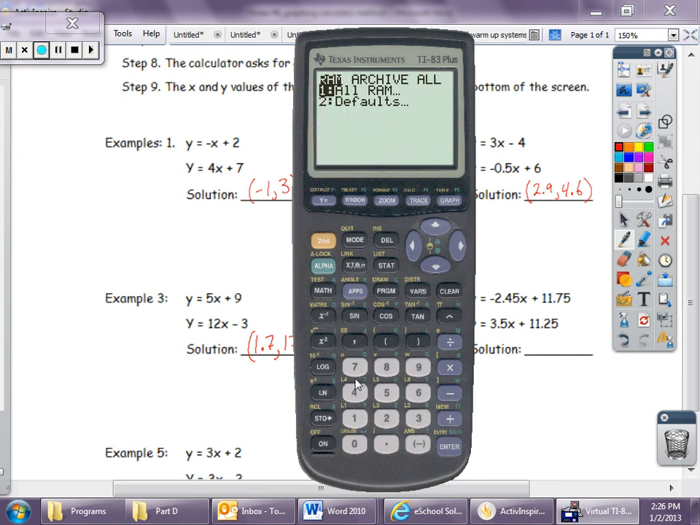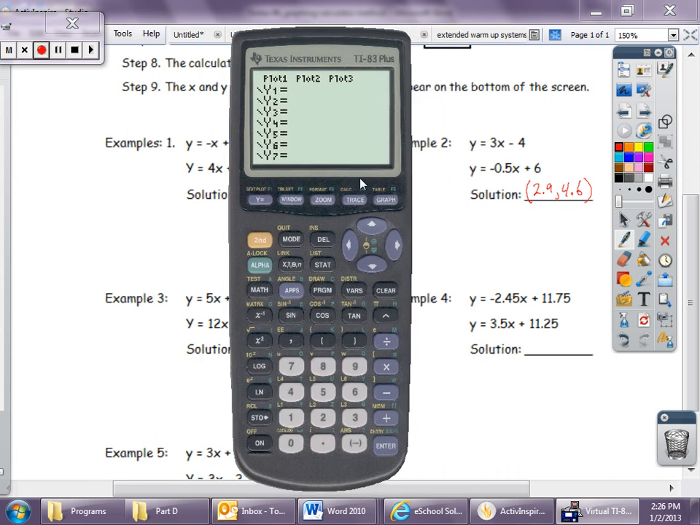So we can reset our memory again, second plus 7, 1, 2, and we go to y equals. Now we have negative 2.45x plus 11.75 and 3.5x plus 11.25. We can graph them. So once again, we see the two graphs, but we don't see where they intersect. But we know that we can make the graph go higher. Another thing that we can do is hit the zoom button and zoom out, which is number 3. So zoom out, and we just hit enter, and it zooms out the graph for us.